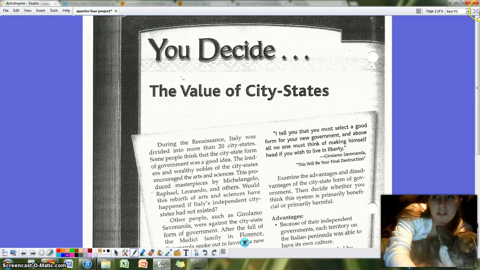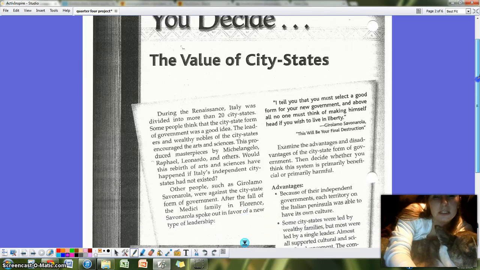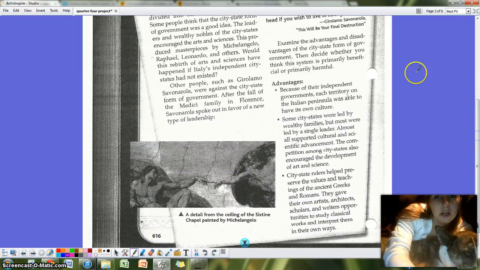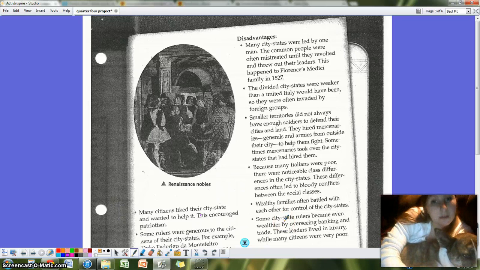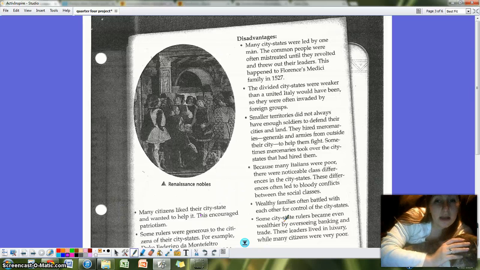What you're going to do is read pages 616 and 617 in your book. You're going to read about the advantages as well as the disadvantages of that type of government. I want you to pause the video now and read through these 2 pages, whether you read them in your book or out of the packet. Either one is okay, but you need to read through all of these bullet points. Go ahead and pause the video and do that now.